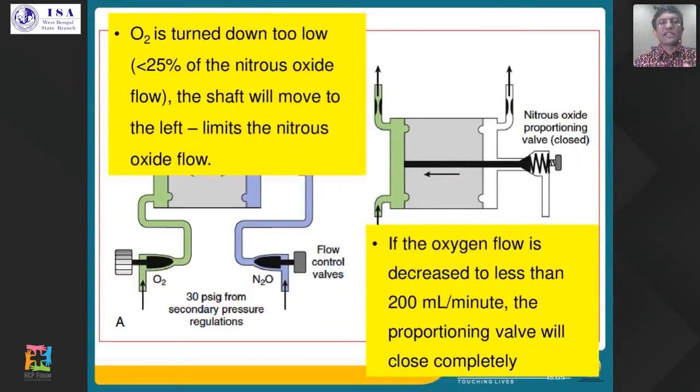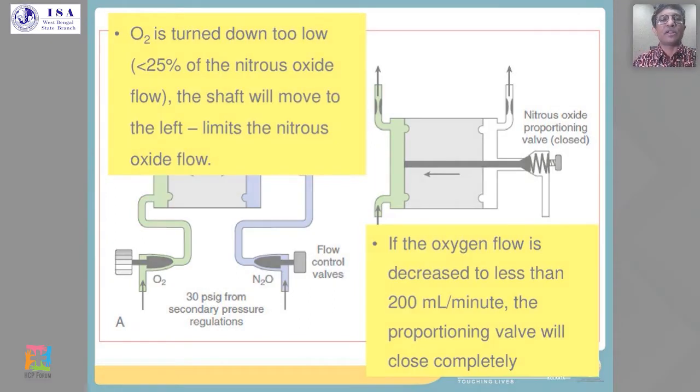So if oxygen is turned down too low, what will happen? There is no back pressure, and the diaphragm moves to the left, and you can see over here that the nitrous oxide proportionating valve gets closed, and therefore no nitrous can flow even if you have switched it on. It's over here.